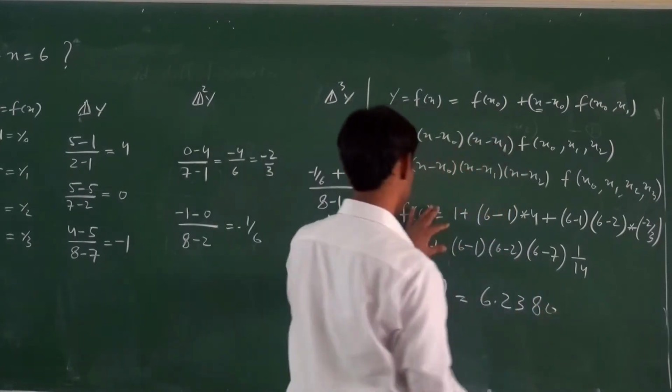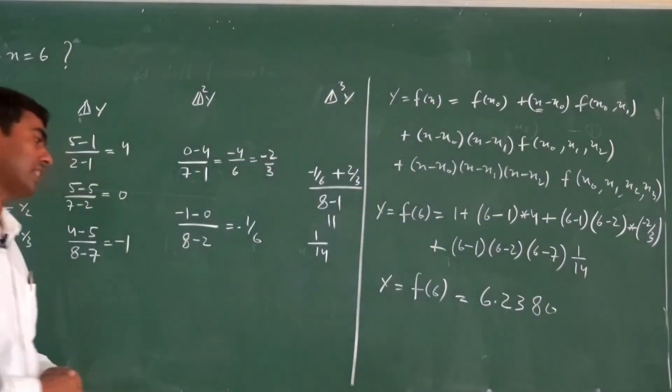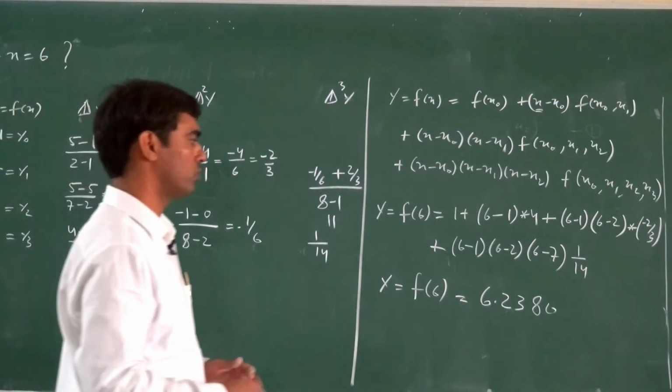So if we simplify this one, we find the value for f of 6. F of 6 is what? 6.2380.